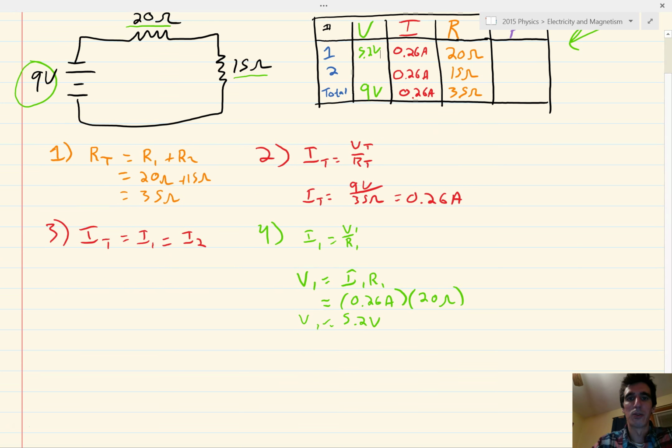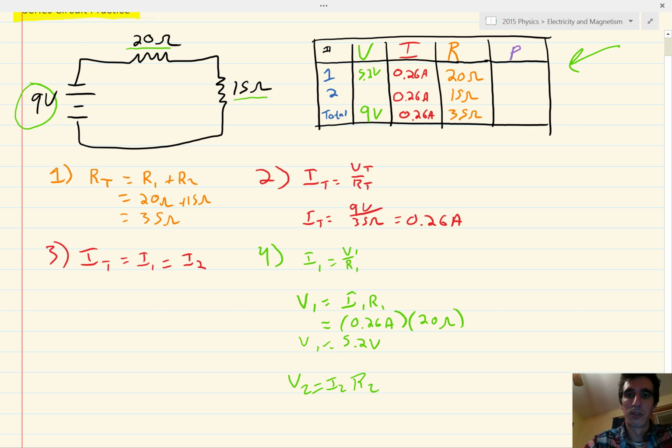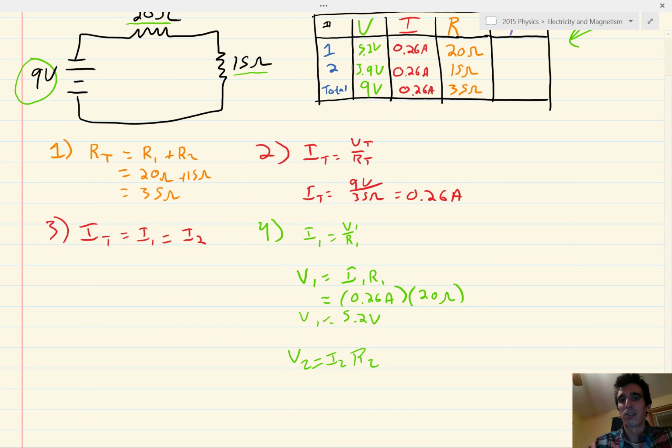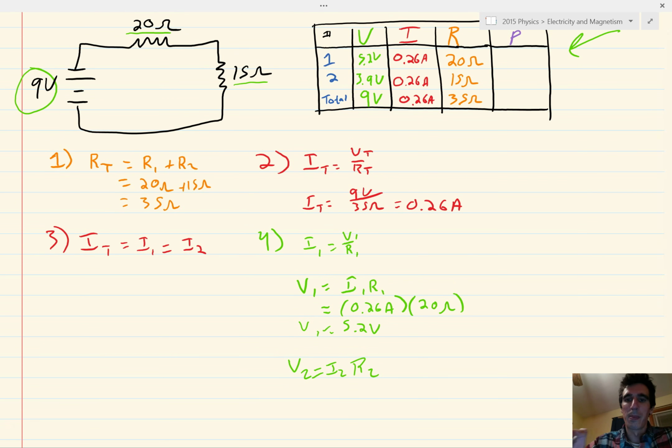And we do the same thing for V2. V2 is I2 R2. In this case, we get 3.9 volts. Now, V1 plus V2 should equal V total. In this case, we get 5.2 plus 3.9, which gives us 9.1 volts. And that's because I rounded the current up.